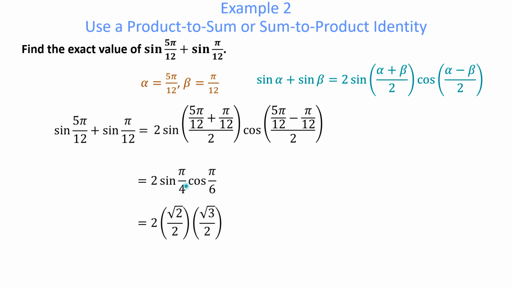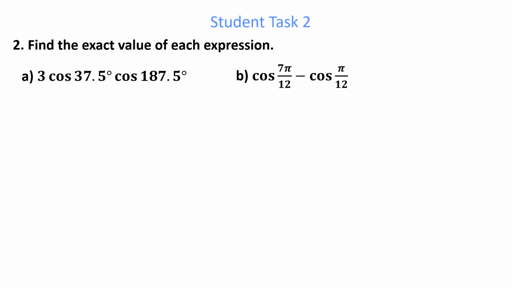So sine of pi over 4 is root 2 over 2. And cos of pi over 6 is equal to root 3 over 2. And then when we simplify this, it will give us the answer root 6 over 2 as the exact value to the original question. Now it's your turn to have a go at answering these questions. So pause the video before I reveal the answers. And the answers are the following.